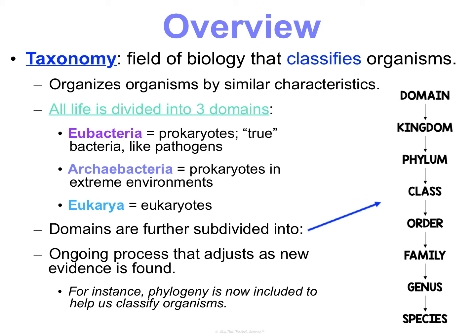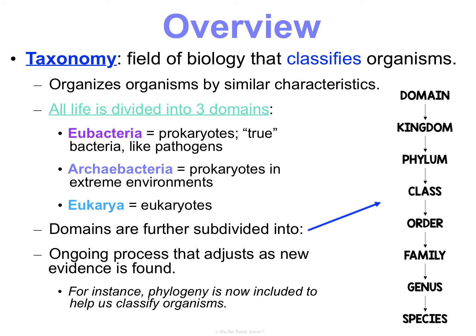So we'll start from the top. Life is basically divided into three larger domains. Eubacteria are a domain that are considered true bacteria, like pathogens, things that cause disease, strep throat, that type of thing. Archaeobacteria are prokaryotes that live in extreme environments. They have a very specific metabolism, variety of colors. They live down in the depths of the ocean, in the mouths of volcanoes, at the rim of hot springs.